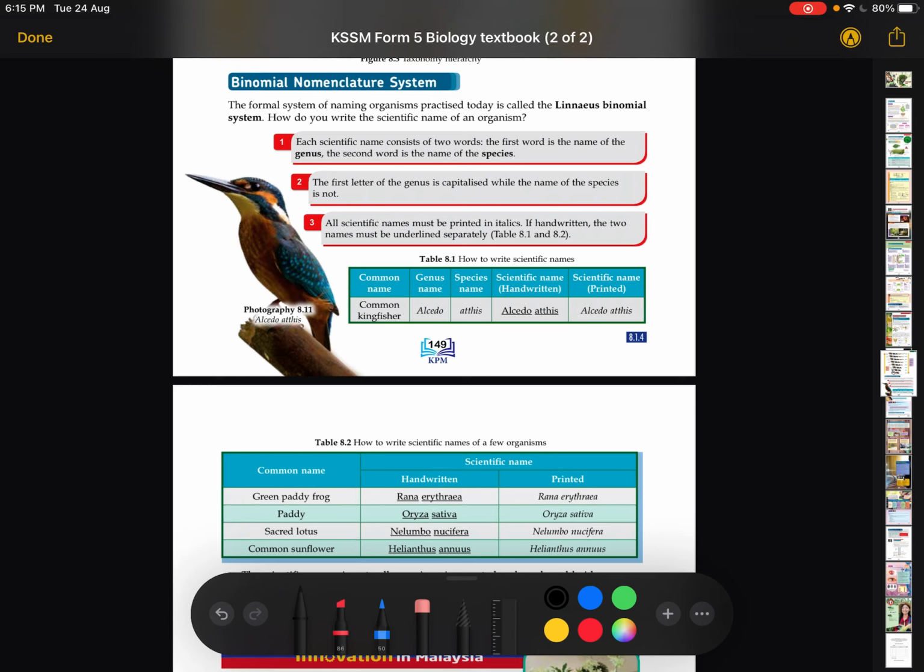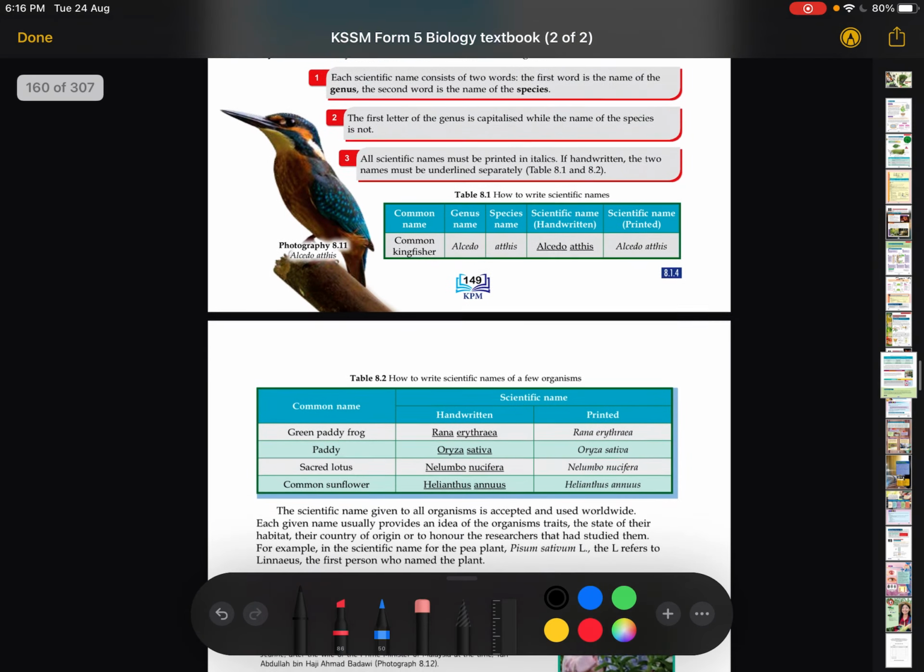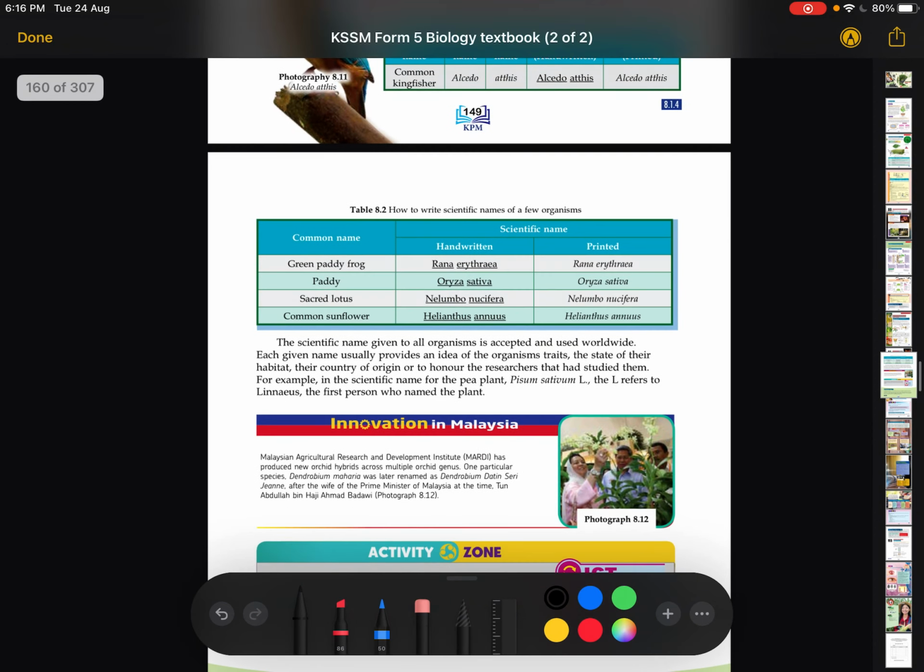So yeah, that's why when you see these Latin names, these scientific names, they're always italicized. That's just how it is. But yeah, it's the genus and then the species. For example, Panthera leo. Panthera is the genus and leo is the species.